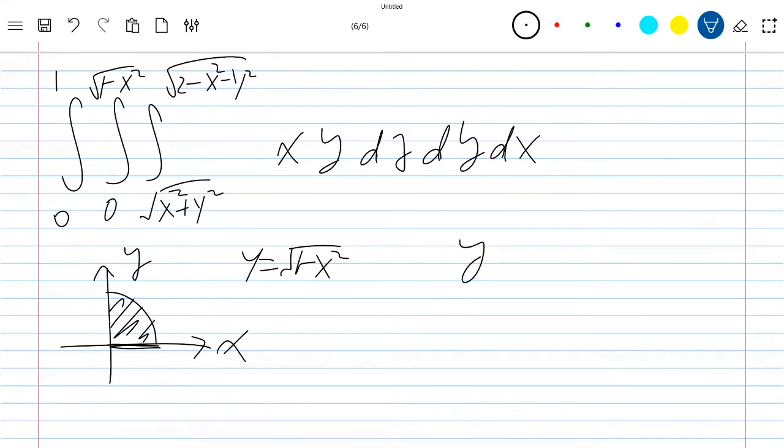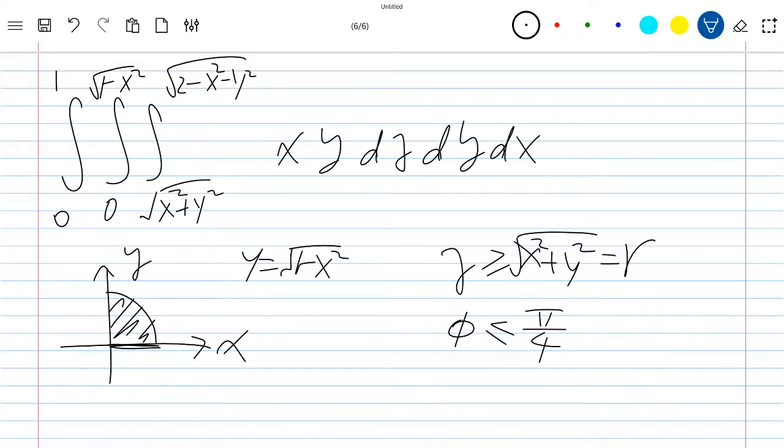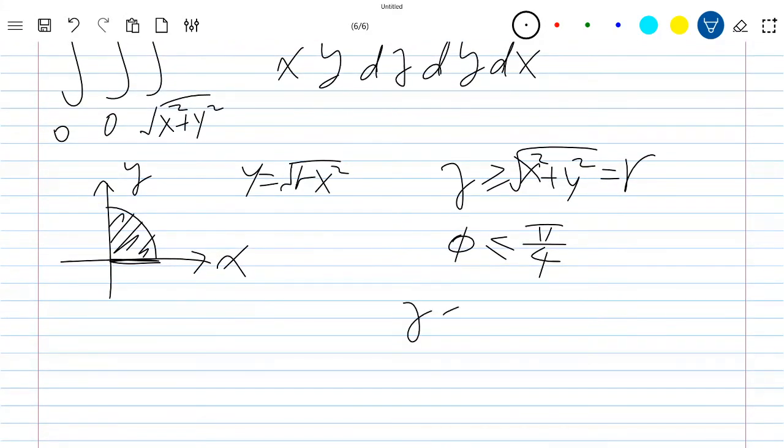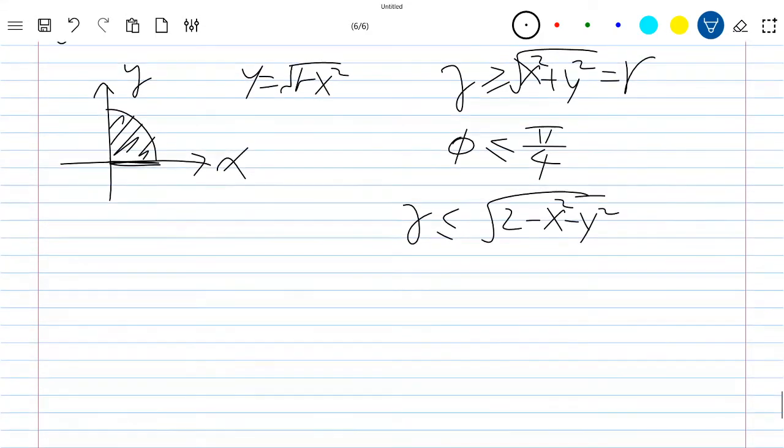The lower limit is z. Z is greater than or equal to that, which is r, and we have seen this twice, so we know this means phi is less than or equal to pi over 4, right? Because when phi equals pi over 4, z equals r. So it's a cone. And what is the other one? The other one is z is less than or equal to that. So that's certainly a sphere, right?